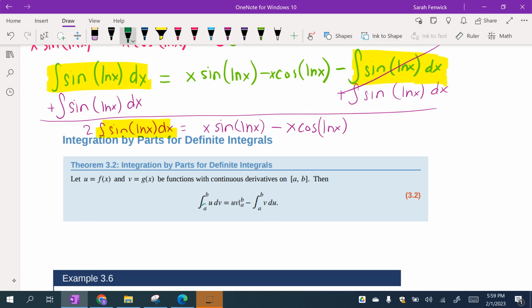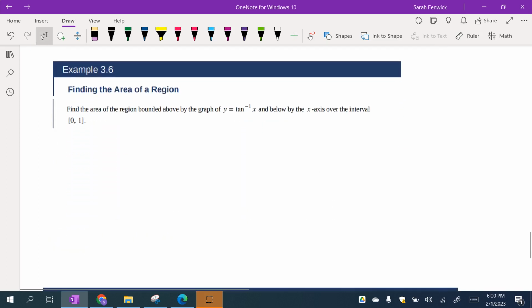If you remember, definite integrals are when you have upper and lower bounds that you plug in to get a numeric answer, as long as your a and b are numbers. So my functions have to be continuous, or have continuous derivatives, on the closed interval from a to b. You still do your uv minus the integral of v du, but you evaluate the uv from a to b, and then you do your integral of v du from a to b. Sorry, I kept saying it backwards.